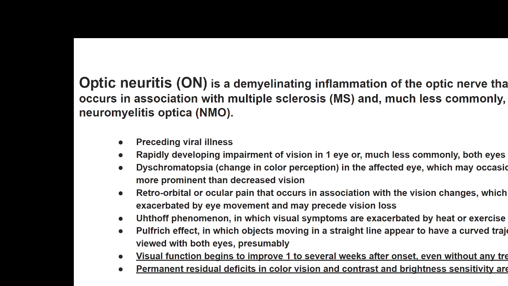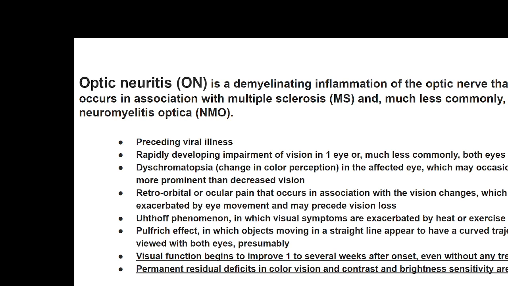Then dyschromatopsia, that's a change in the color perception in the affected eye which is more prominent than the decreased vision. Then retroorbital or ocular pain is the other symptom which can occur. And the Uhthoff phenomenon, that's where the patient may have symptoms which are exacerbated by heat or exercise. Then the Pulfrich effect where a straight line appears to have a curved trajectory. I will show you the image.